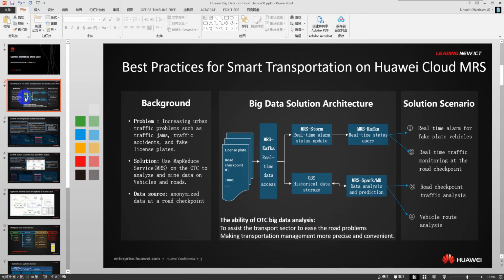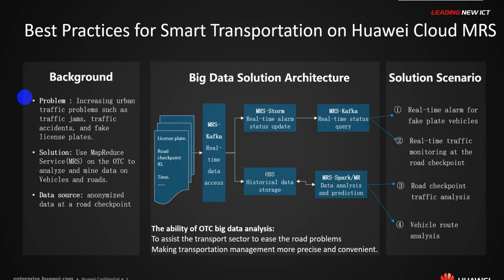Here is a scenario of what we're going to do in the demo later on. To give you a bit of background, the problem that we are trying to address here is increasing urban traffic problems such as traffic jams, traffic accidents, and fake license plates. The solution is to use MapReduce Service, or MRS, on HUAWEI Cloud to analyze and mine data on vehicles and roads. The data source will be anonymized data at a road checkpoint.